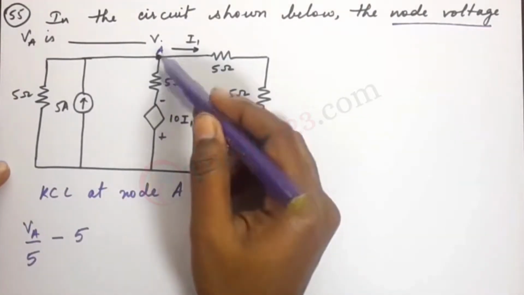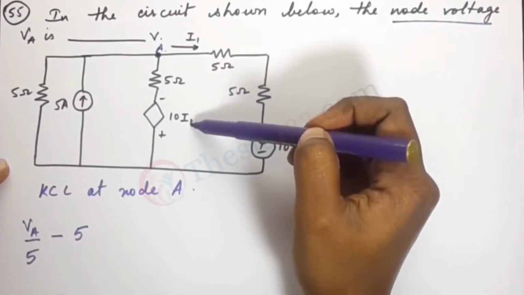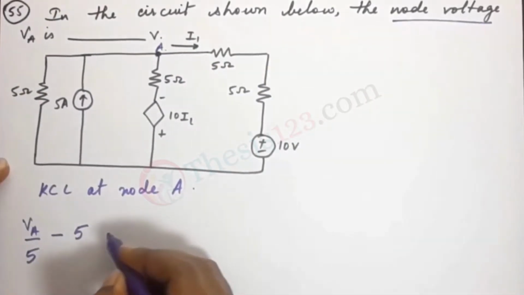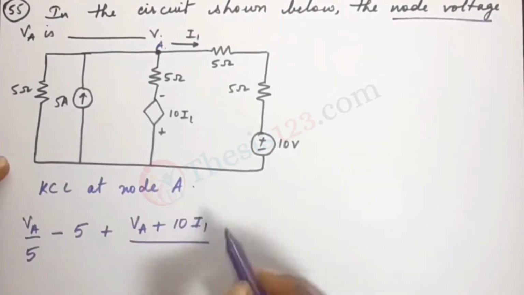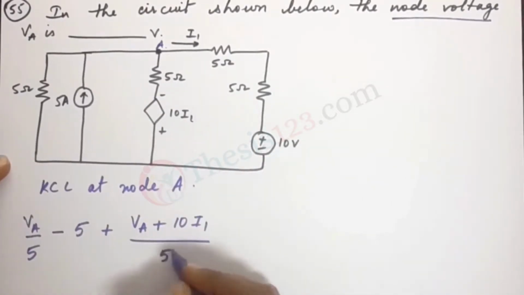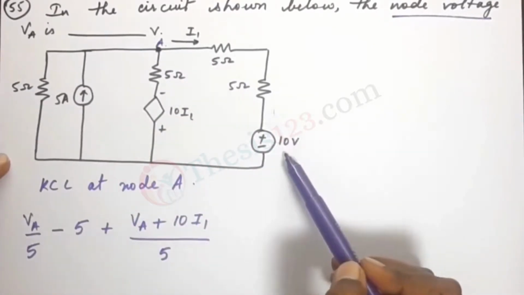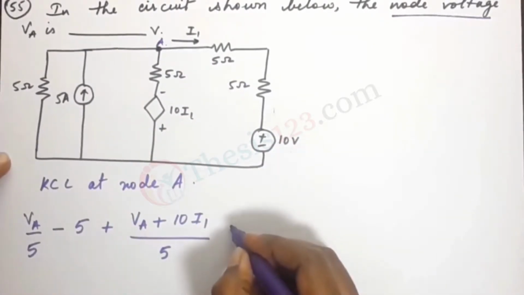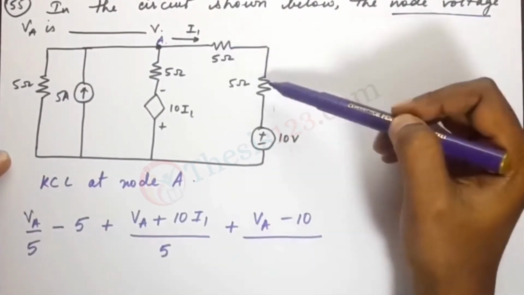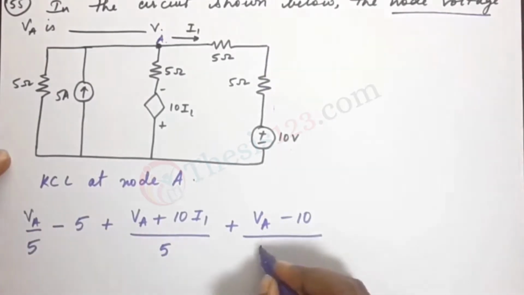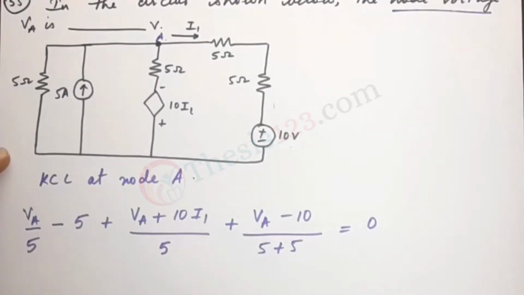Okay, next is this branch over here. So we have VA at this point and we have 10I1 here. So this would be plus VA plus 10I1 divided by the resistance 5. And next, this branch here, that would be VA minus 10 volts plus VA minus 10 divided by the resistance between them. So that's 5 plus 5. And the whole equation leads to 0.